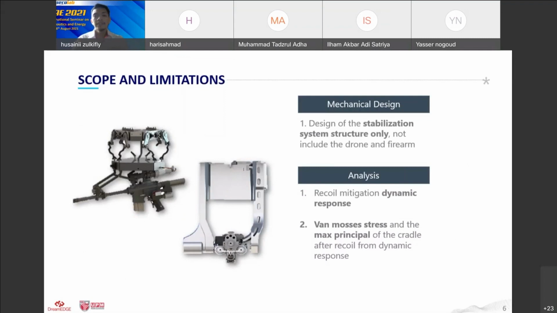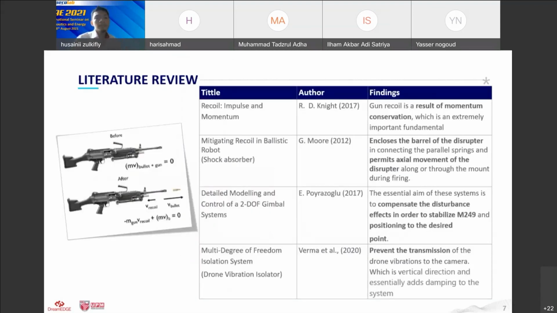As for the mechanical design, as I mentioned before, we will use CATIA software to develop the structure, and in this case, only the stabilization system. For the analysis, it is the dynamic response of a single degree of freedom. For the material analysis, we use von Mises stress and maximum principal stress for the cradle using the Abaqus software. Since this is a new development study, we have been researching only some part of it, because it is actually a group project that consists of a large area of scope.